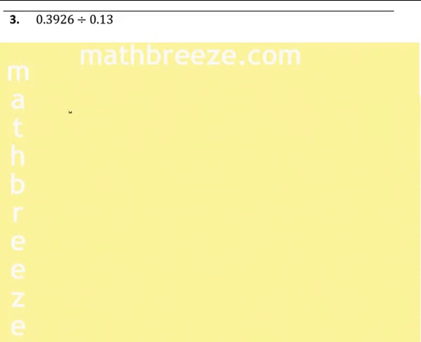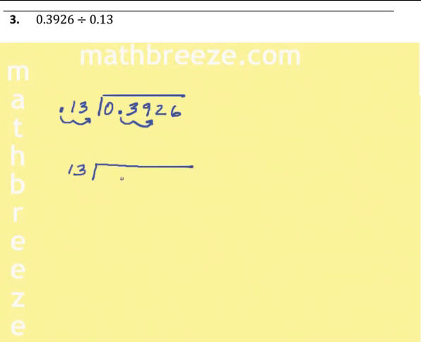Okay, let's divide 0.13 into 0.3926. Okay, now we do have a decimal in the divisor, so before we begin our division, we're going to move this over 2 places, and to compensate, we move 2 places in the dividend as well. All right, so let's rewrite this. So now we have 13 divided into 39.26. That's an equivalent division.